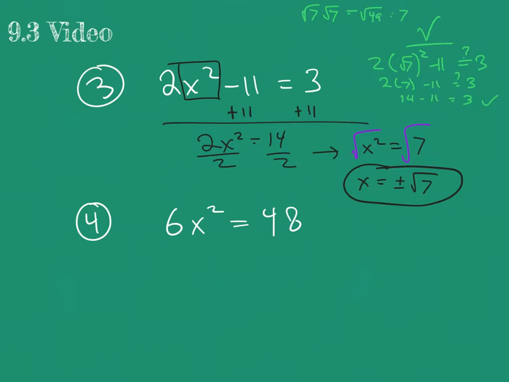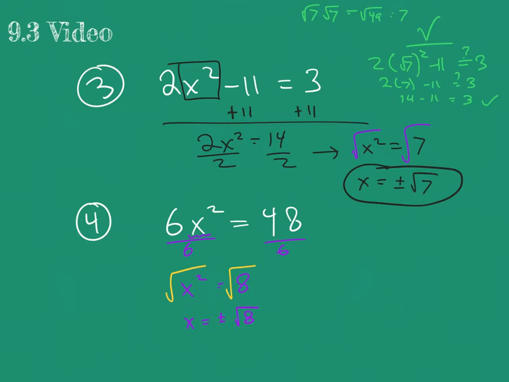All right, let's do number 4. We're going to divide both sides by 6 in order to get the x squared alone. So I divide by 6, I get x squared equals 48 divided by 6 is 8. I'm ready to take the square root of both sides. So we square root, and I get x equals plus or minus the square root of 8.